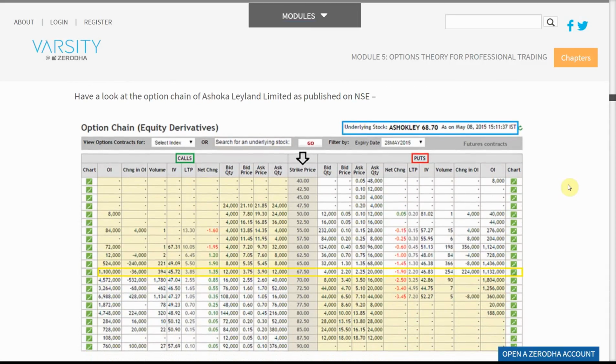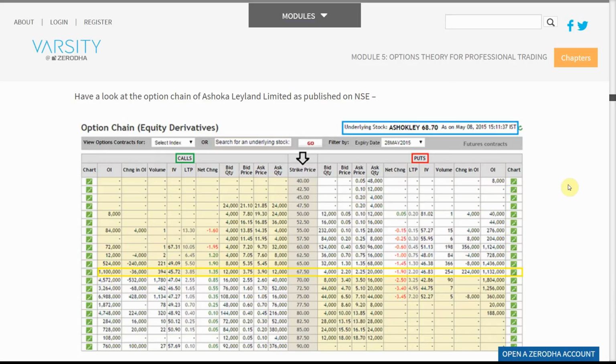Have a look at the option chain of Ashoka Leyland Limited as published on NSE. A few observations to help you understand the option chain better. The underlying spot value is at 68 rupees and 70 paise, highlighted in blue. The call options are on the left side of the option chain. The put options are on the right side of the option chain. The strikes are stacked in increasing order in the center of the option chain. Considering the spot at 68 rupees and 70 paise, the closest strike is 67.5. Hence that would be the ATM option, highlighted in yellow.